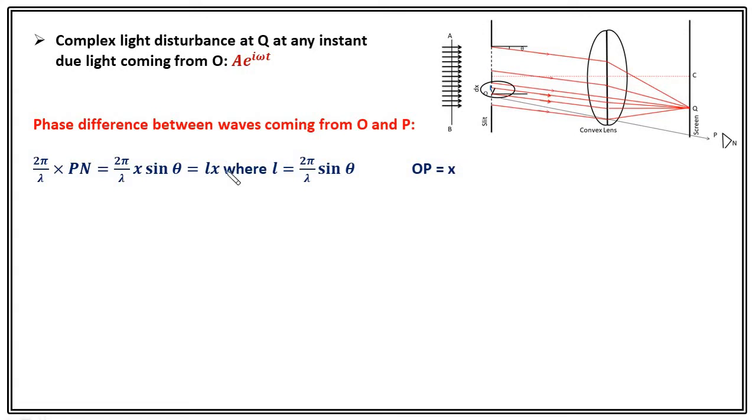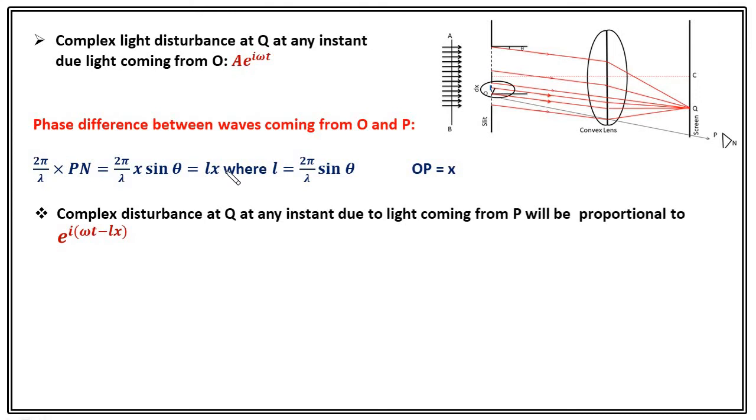Now it's very easy to write down the complex light disturbance at point Q due to light coming from point P. We just need to include this extra phase. Therefore the complex disturbance at Q due to light coming from point P will be proportional to e to the power i(omega t minus Lx). This is the extra phase which I have included here.